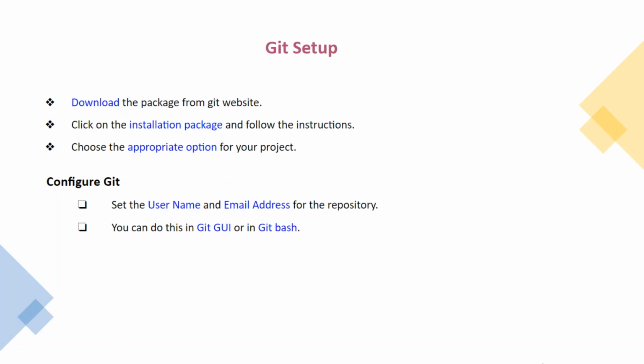Git setup. Download the package from the Git website. Once it's downloaded, click on the installation package and follow the instructions. Choose the appropriate options for your project. Once it's installed, configure Git. You need to set the username and email address for the repository. This can be done using Git GUI or Git Bash. First we will install Git.